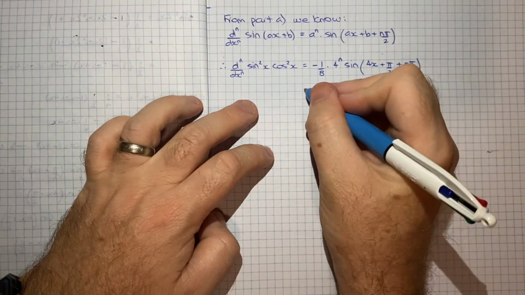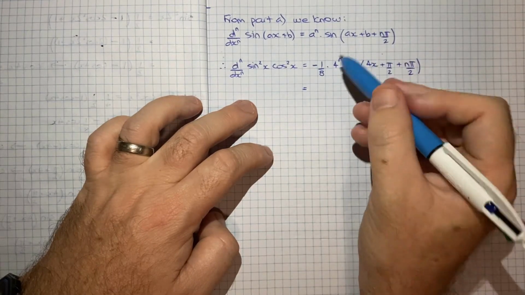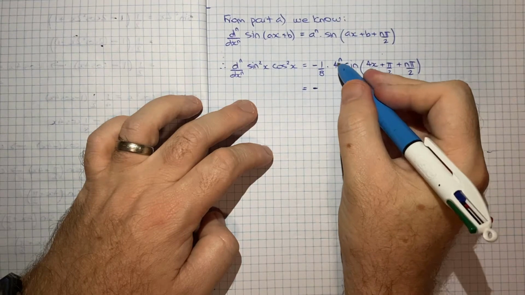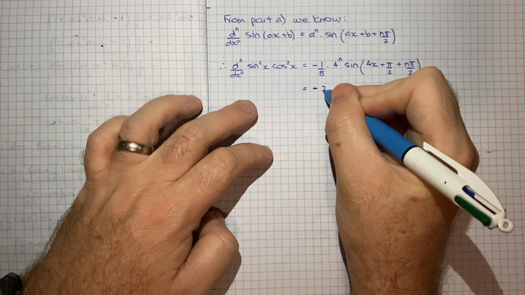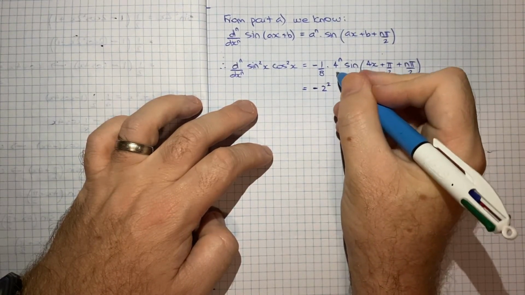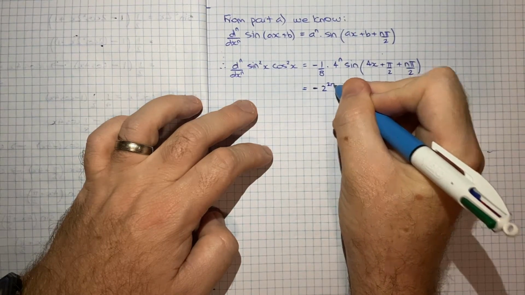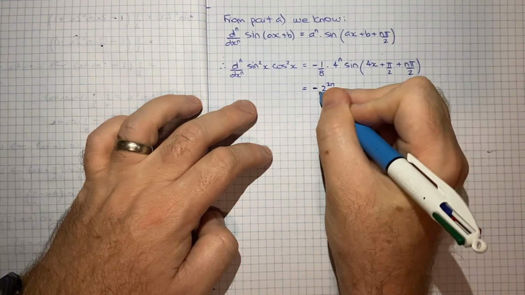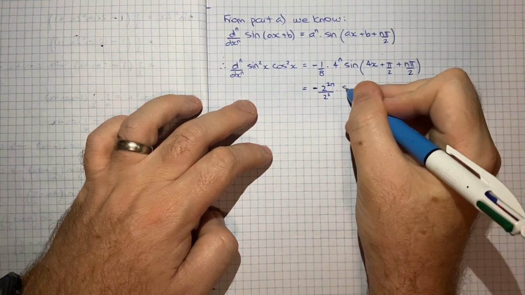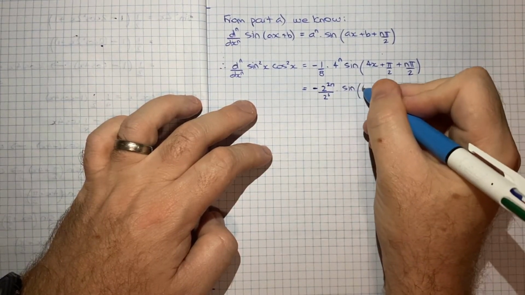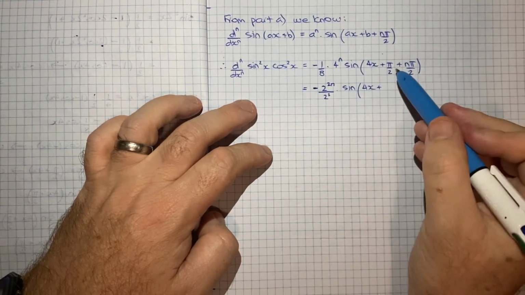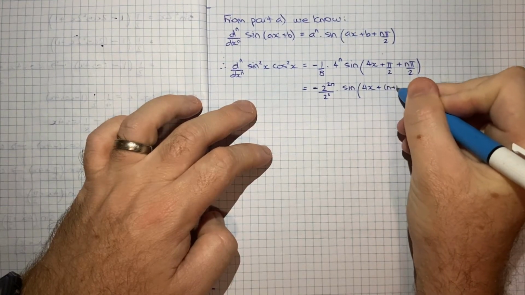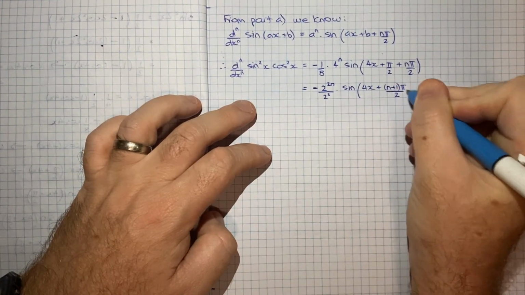Alright, and that we can write, I can think of 4, maybe I'll just write this out in a step. So 4 I can think of as 2 squared, and then to the power of n means it'll be to the power of 2n. And 8 I can think of as 2 cubed times sine of 4x plus, I've got n pi on 2 plus 1 pi on 2 means it will be n plus 1 pi on 2.